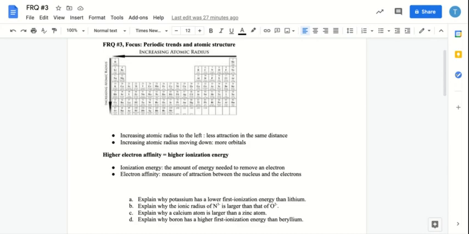Finally, boron is going to have a higher first ionization energy than beryllium. That means that beryllium is going to have a lower first ionization energy. If we look at beryllium, it's number 4, whereas boron is number 5. If beryllium is number 4, it means the atomic radius is going to be bigger. It's going to have less electron affinity and a lower ionization energy. So boron has a higher first ionization energy than beryllium.